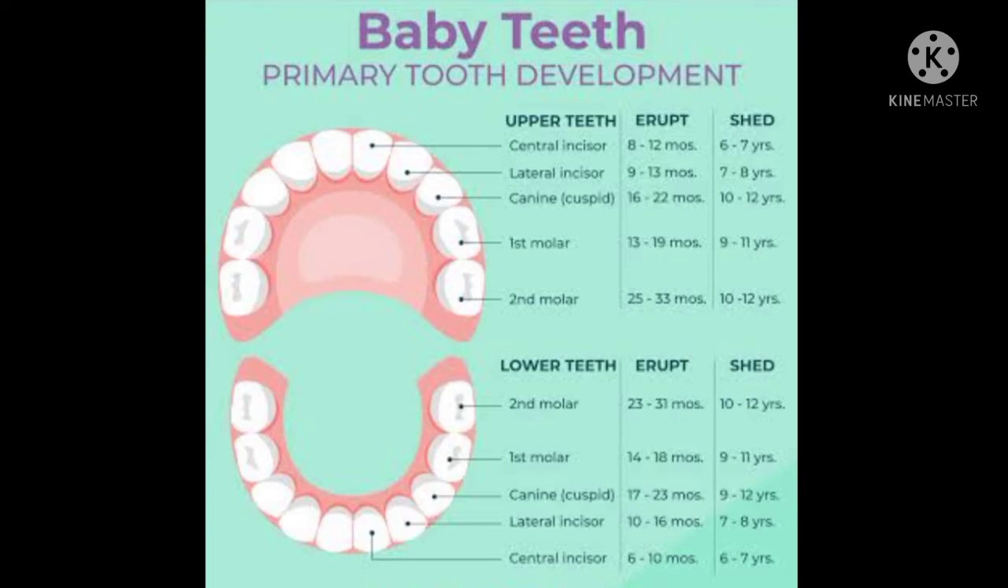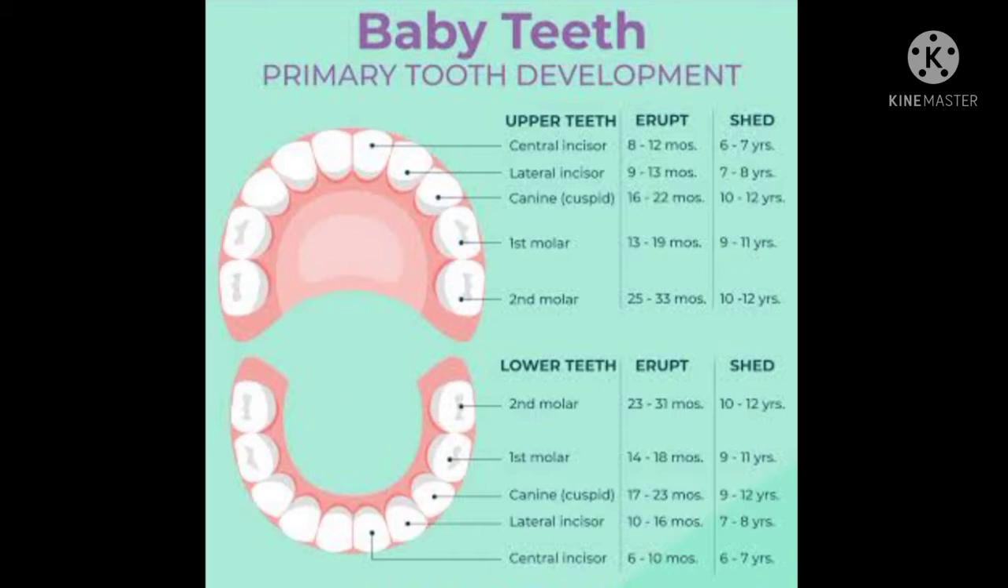Canines erupt at 16 to 22 months, and shed off at 10 to 12 years. First molar erupts at 13 to 19 months and sheds off at 9 to 11 years. Second molar erupts at 25 to 33 months and sheds off at 10 to 12 years.